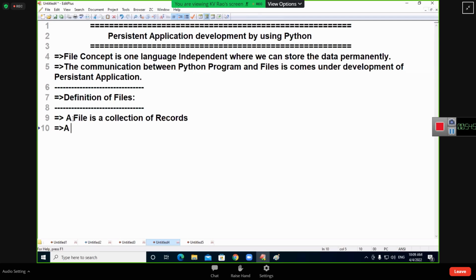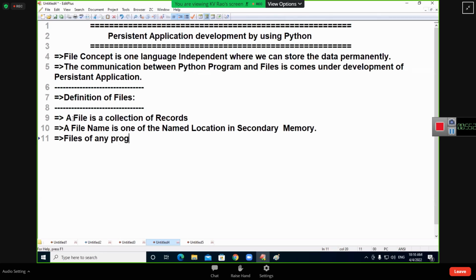Tell something about a file name. A file name is the named location in which memory? Secondary memory. Always keep in mind secondary memory. Next I am going to talk about this: files of any programming language reside in which memory, guys?